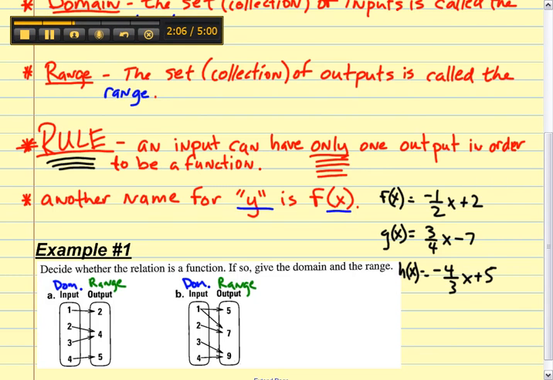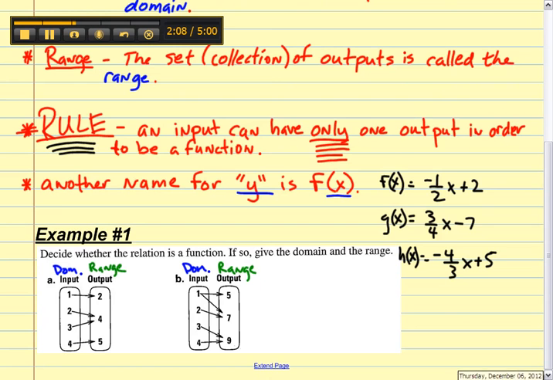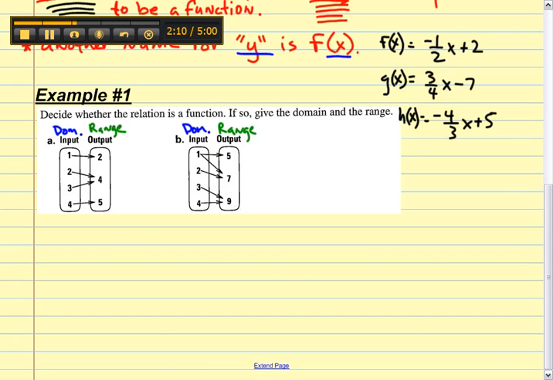Now, Parker, let's do example 1, and then I'm going to talk about some stuff graphically too. Okay? Parker, in example 1 it says, decide whether the relation is a function. If so, give the domain and the range. Remember, input, the collection of the x's, that's called the domain. The collection of the y's, or the output, that's called the range. And I already wrote it here above that for you. But let's look at this first one.